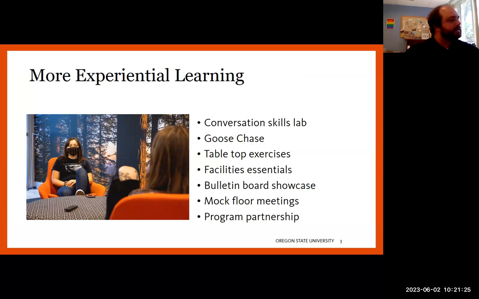We did a facilities essential training where we had our facilities team come and show our staff how to turn off water, flip a breaker, those kinds of basic things that students really responded well to, rather than just describing how they should do it. They actually got to flip the breaker or turn off the water. So some of those experiential things were things that we incorporated this last year.